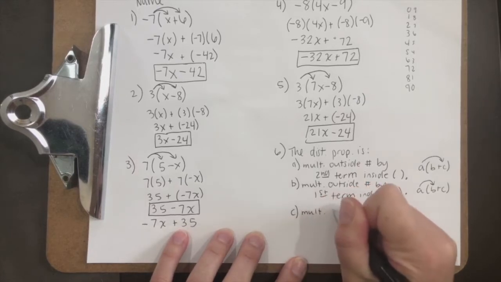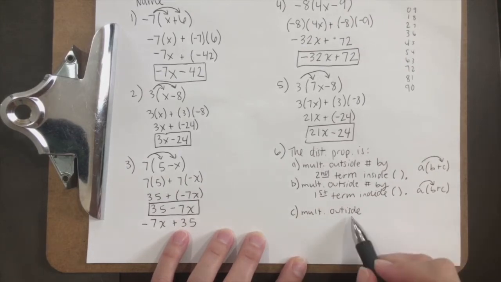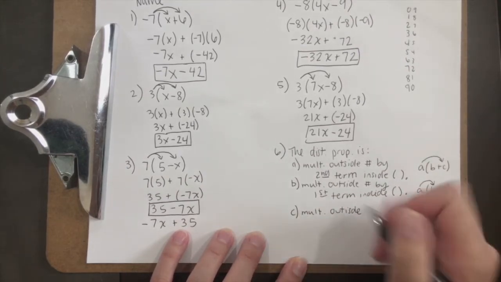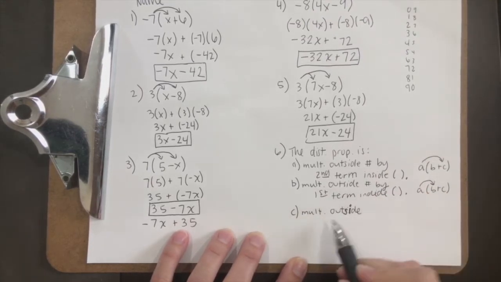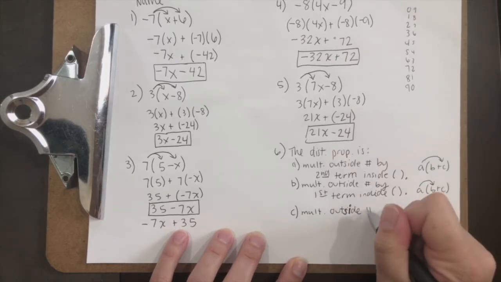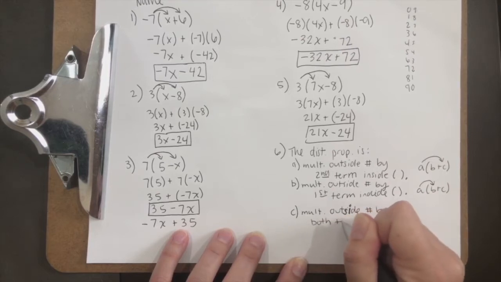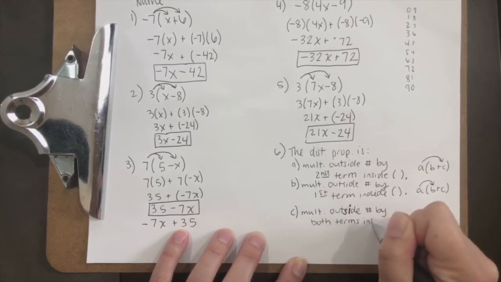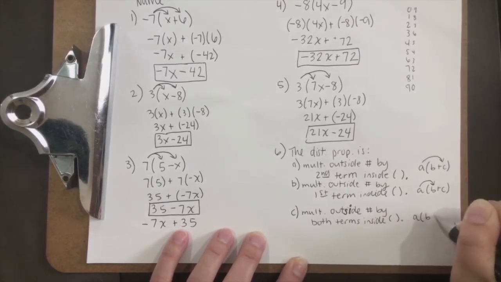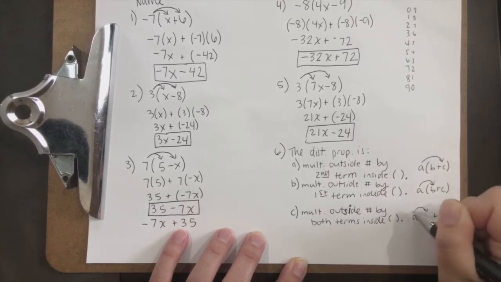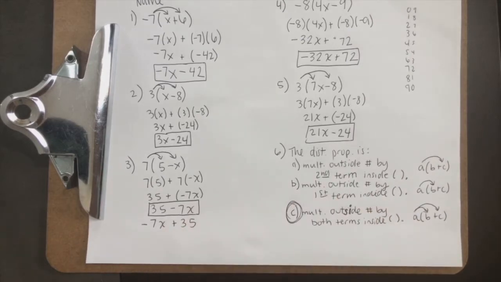Multiplying outside. Oh, I totally wrote that funny. Outside. Does that ever happen to you? Happens to me all the time. Multiply outside number by both terms inside parentheses. A(B plus C), and we multiply it to both. That one is the correct one.